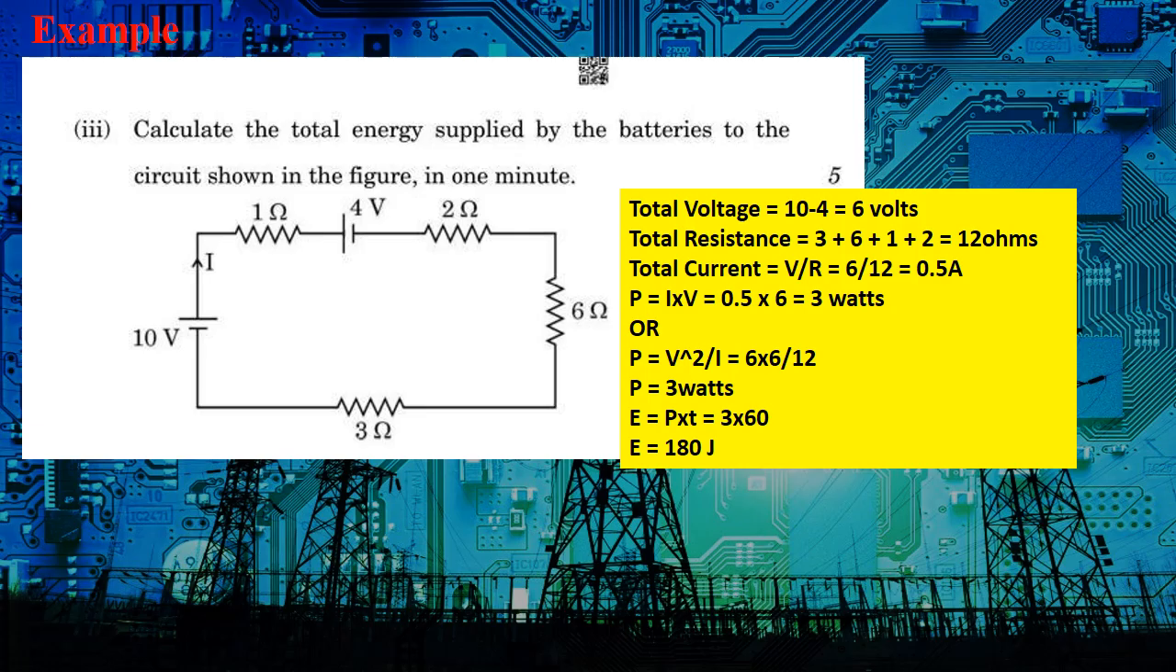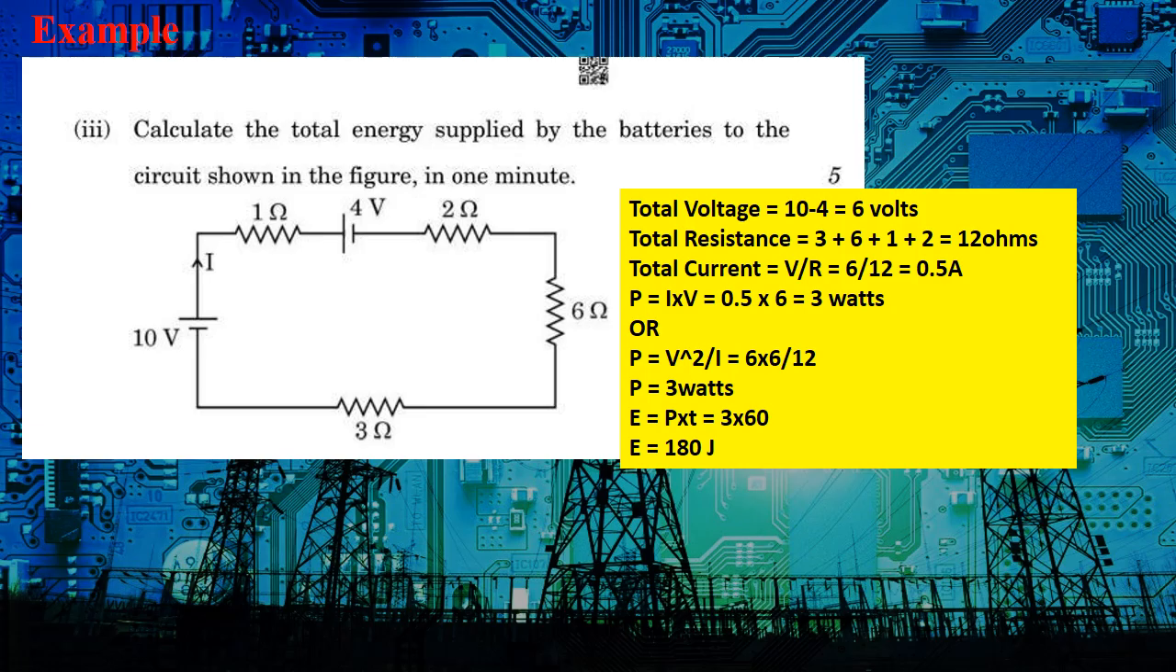Okay, let's see how we can apply our knowledge of energy, power, and Ohm's law to work out the problem here. Calculate the total energy supplied by the batteries to the circuit shown in the figure in 1 minute. In such a circuit, at first it's really difficult to work out the total power and the energy, but the way out is always to add the voltage sources. We have 4 and 10 volts in the circuit. There are two different sources.